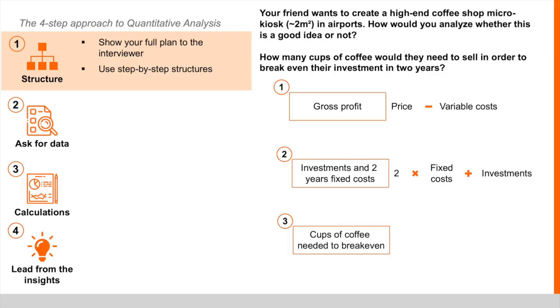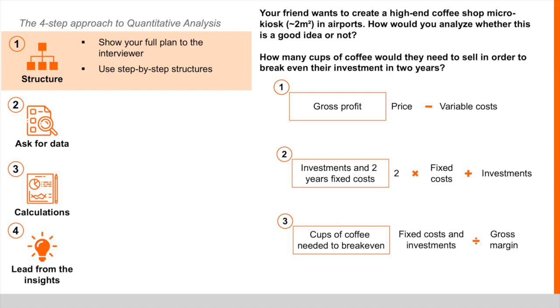After thinking through it this way, I present it to the interviewer as step number 1, get to the gross profit per cup of coffee. Step number 2, getting to the total fixed costs and investment that these gross profits will need to cover over 2 years. And step number 3, dividing the total fixed costs and investment by the profit per cup of coffee to get to the break-even number.